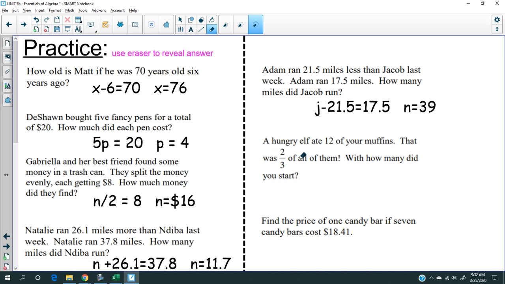Hungry Elf ate 12 of your muffins. So here's the equation. There's the answer. By the way, this means 2/3 m. I couldn't write that in the laptop like that. And then here's the last one.